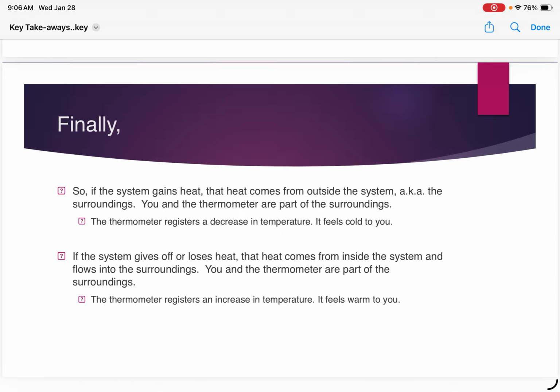And if the system gives off or loses heat, that heat comes from inside the system and flows into the surroundings. You and the thermometer are part of the surroundings. The thermometer registers an increase in temperature. It feels warm to you. So that's kind of a nutshell. It's a big nutshell of what we've been doing this week.